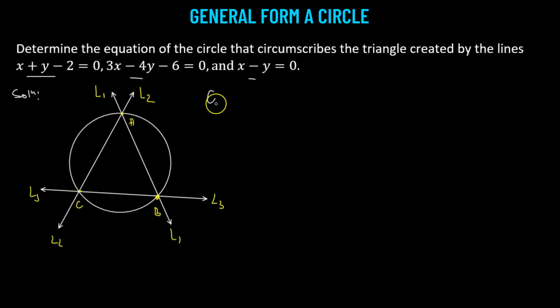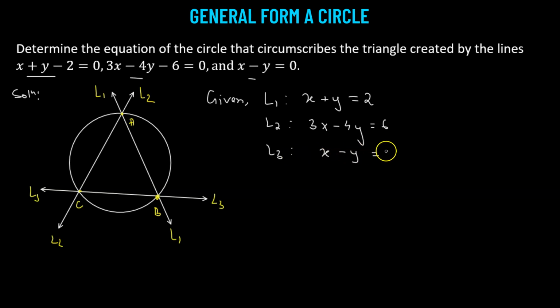So here we are given 3 lines. We'll begin with the equations of the lines. Line 1 has the equation x plus y equals 2. Then we have line 2, so the equation is given by 3x minus 4y equals 6. And then we have line 3 with equation x minus y equals 0.